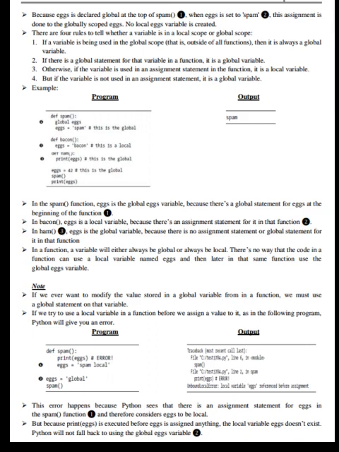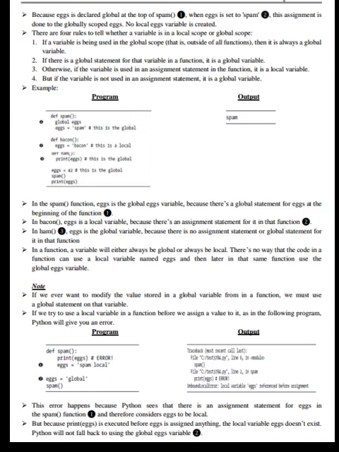There is no way that the code in a function can use a local variable named x and then later in that same function use the global x variable. Now, if we ever want to modify the value stored in a global variable from in a function, we must use a global statement on that variable.